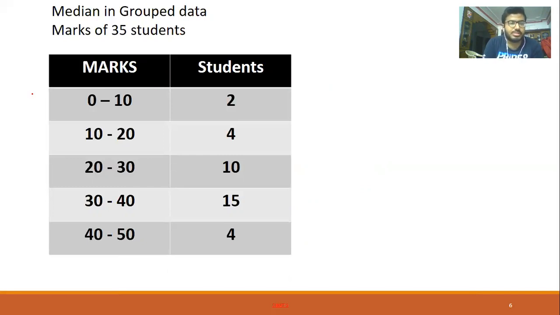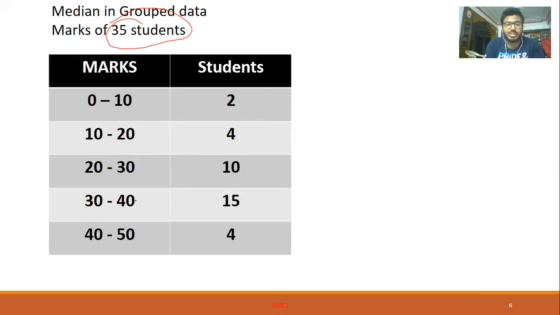So now, taking your class condition, if there are 35 students in your class, it is grouped data. Here you see class is written and number of students is written. Those who got 0 to 10 marks, how many students? 2 students. Those who got 10 to 20 marks, how many students? 4 students. Those who got 20 to 30, how many students? 10 students are there. 30 to 40, how many students are there?